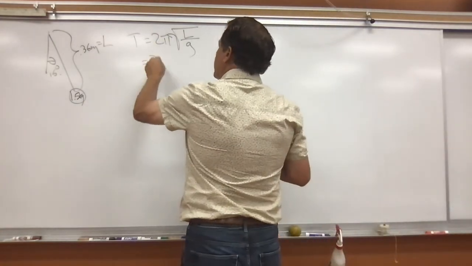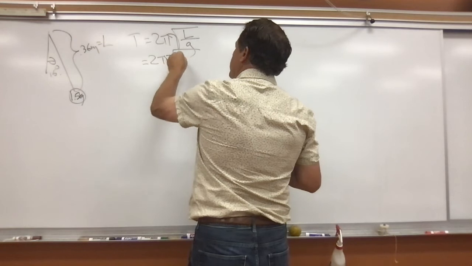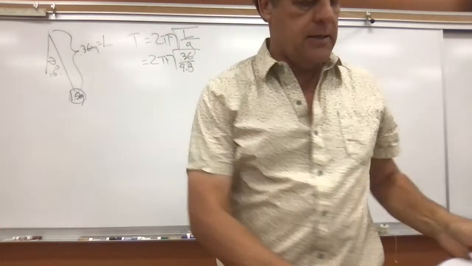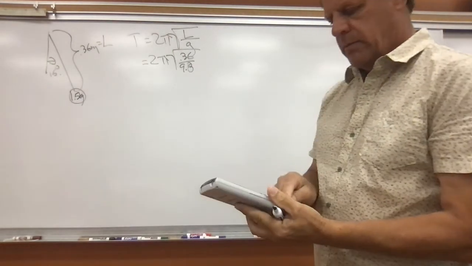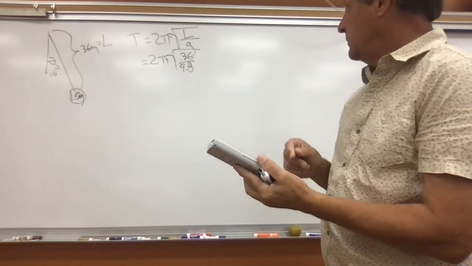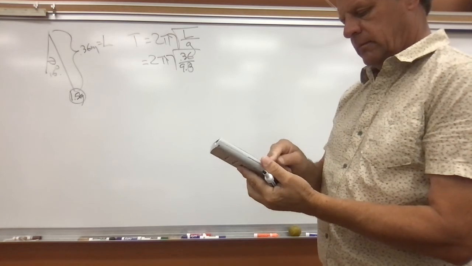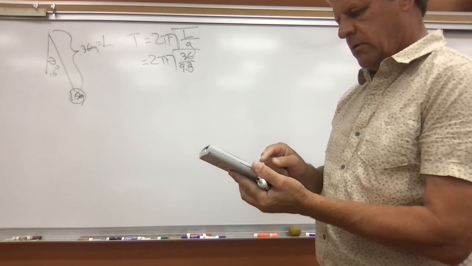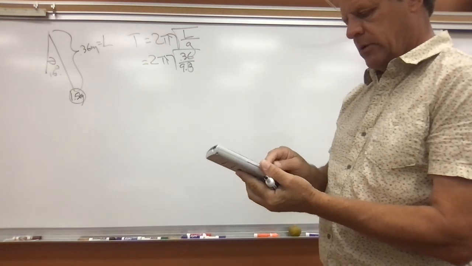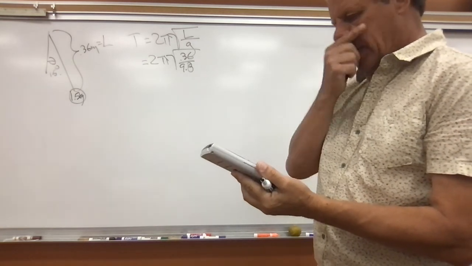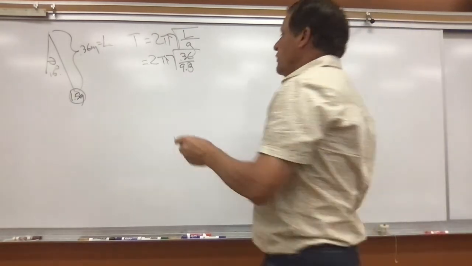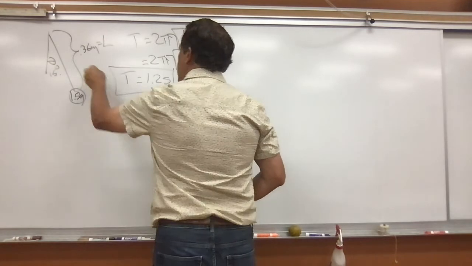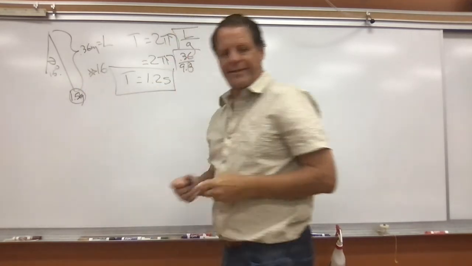And so we're going to have 2 pi times the square root of 0.36 divided by 9.8. And that is going to be 0.36 divided by 9.8, take the square root of that, multiply by 2, multiply by pi, and we're going to get 1.2. All right, so our period here is 1.2 seconds. And that is problem number 16.